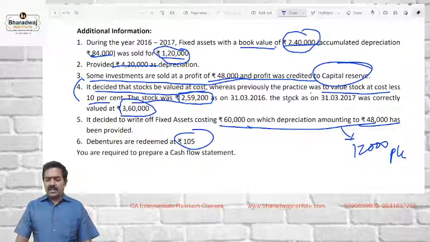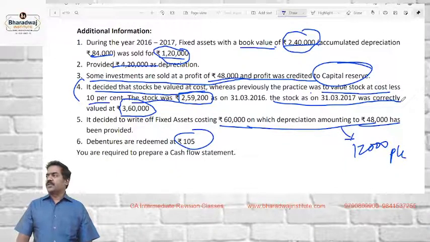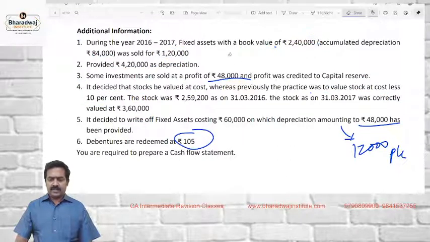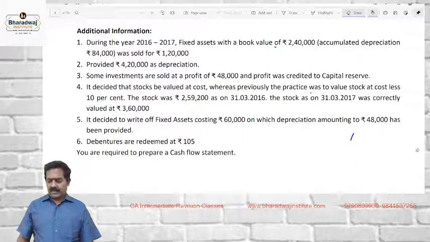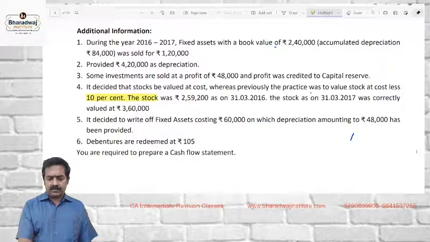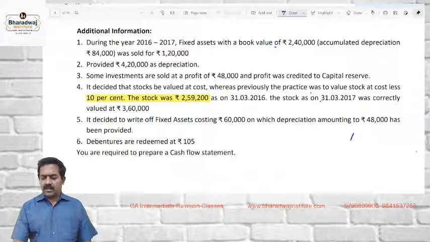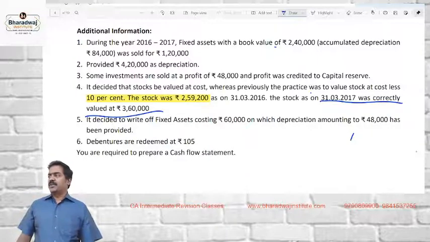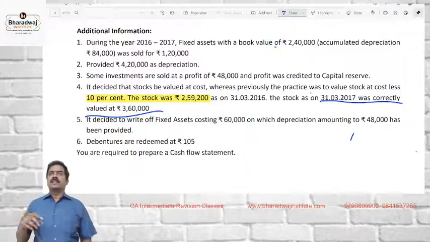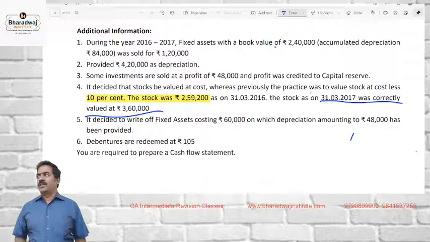Cost. See, closing stock, there is no problem. Read it. What is the opening stock? 2,59,200. Is there a trouble because of closing stock? Closing stock is correctly valued. No adjustment for closing stock is required. Now listen, if opening stock is undervalued, what would have happened to net profit?